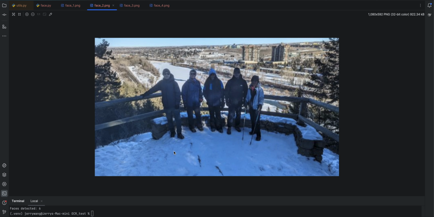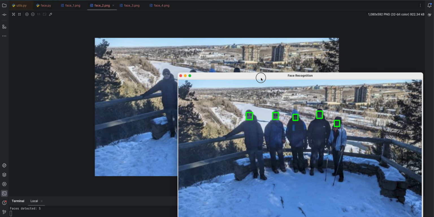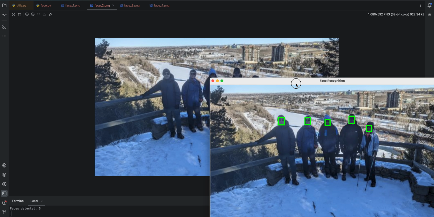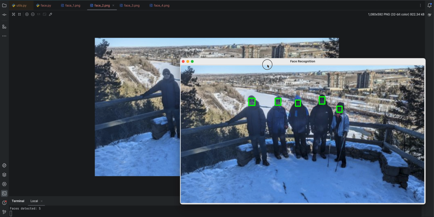Oh, the second one could be a little bit challenging because of the brightness behind in the background and some faces are blurred very much. Let's try it. So face detected 5. That is correct. That is correct. Okay. And if you look at the rectangle in green, human faces are right fit into the rectangle.